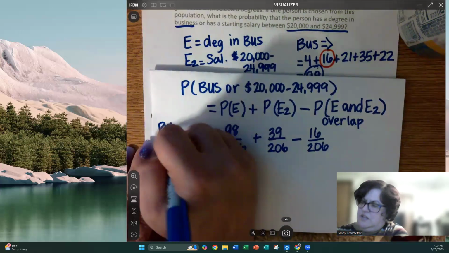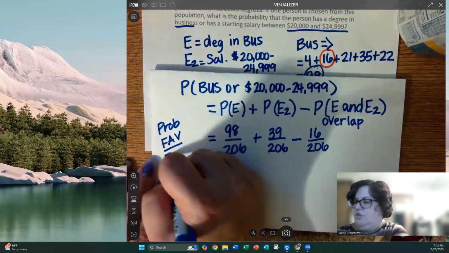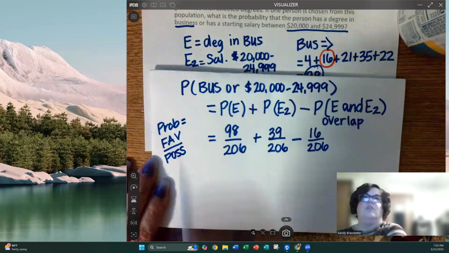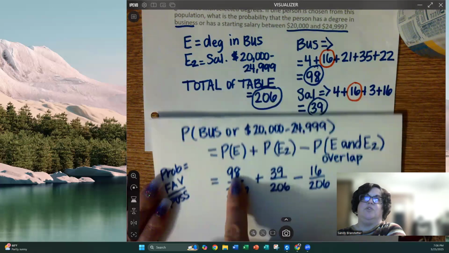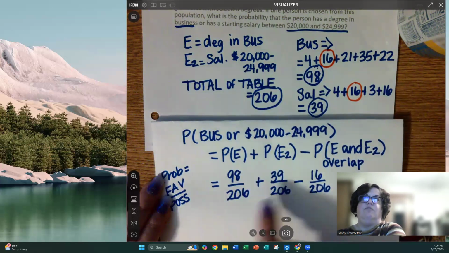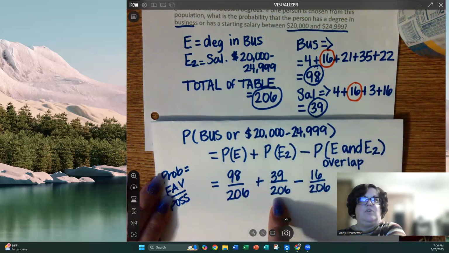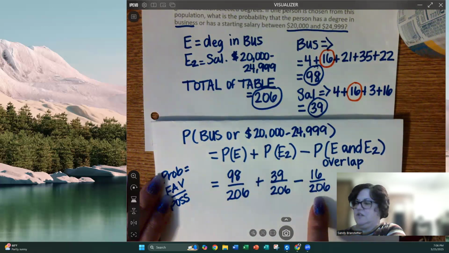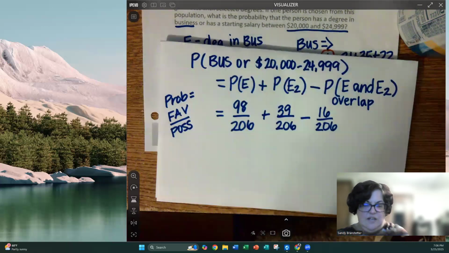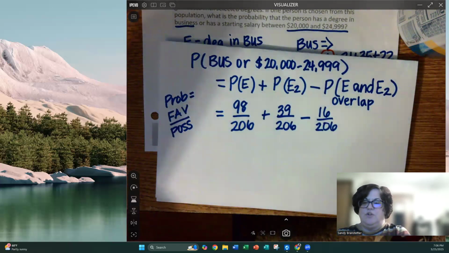Again, probability is always the favorable over possible. So favorable, number of business, possible, total of the table. Favorable, number in that salary row, possible, 206. How we got overlapped, the piece that's in both, 16 out of 206. And then go ahead and do that subtraction. I'll grab my calculator, you grab yours.